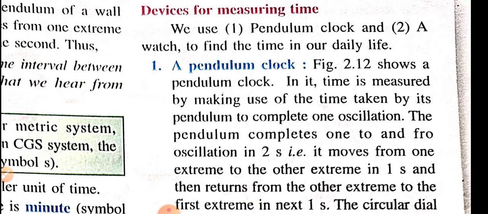The circular dial has 12 markings: 12, 1, 2, 3, 4, 5, 6, 7, 8, 9, 10 and 11. Each marking is further divided into 5 small divisions. So there are in all 60 small divisions on the clock.